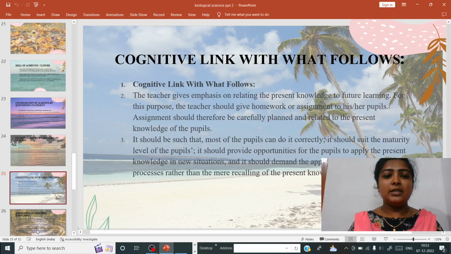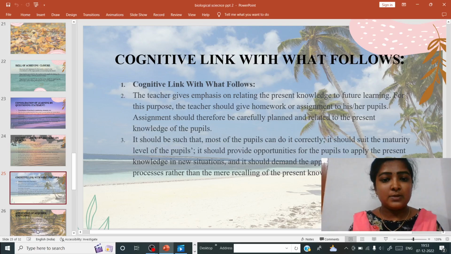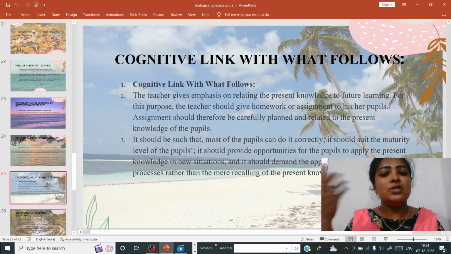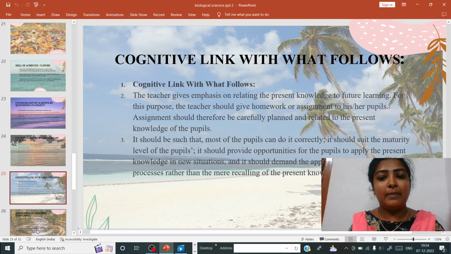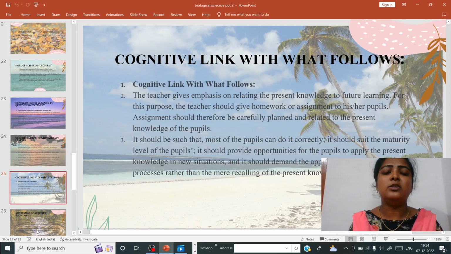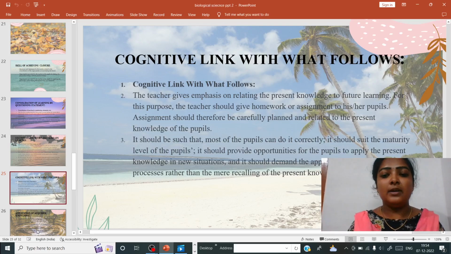In this part, the teacher gives emphasis to relating the present knowledge to future learning. For this purpose, the teacher should give homework or assignments to the students. The assignment should be very carefully planned, and related to the present knowledge of the students. It should be such that most of the pupils can do it correctly, though some may be partially correct or incorrect. It should provide an opportunity for the students to apply the present knowledge in a new situation. That is called a cognitive link with what follows.